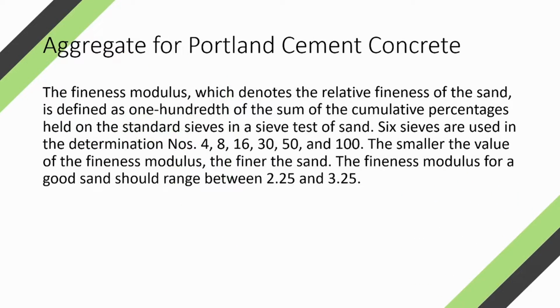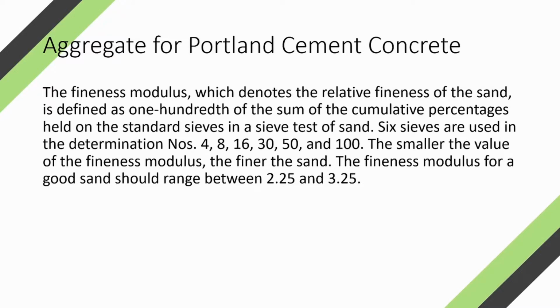The fineness modulus, which denotes the relative fineness of the sand, is defined as 1/100 of the sum of the cumulative percentages held on the standard sieves in a sieve test of sand. 6 sieves are used in the determination: numbers 4, 8, 16, 30, number 50, and number 100 sieve. The smaller the value of the fineness modulus, the finer the sand. The fineness modulus for a good sand should range between 2.25 and 3.25.